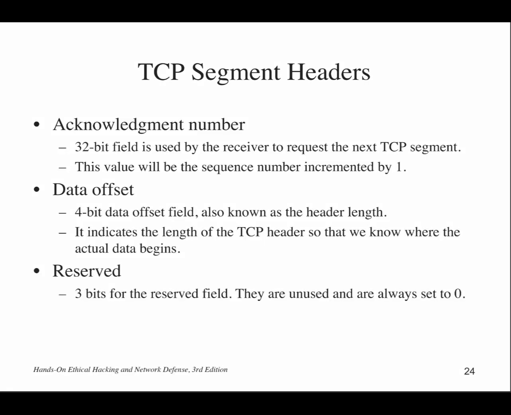There is another thing, the acknowledgement number. We talked about this; it's not so important, but it is still part of the TCP segment header. I'm talking about the rest: we have the acknowledgement number, the data offset, and the reserved bits. Three bits are reserved, unused, and all set to 0.